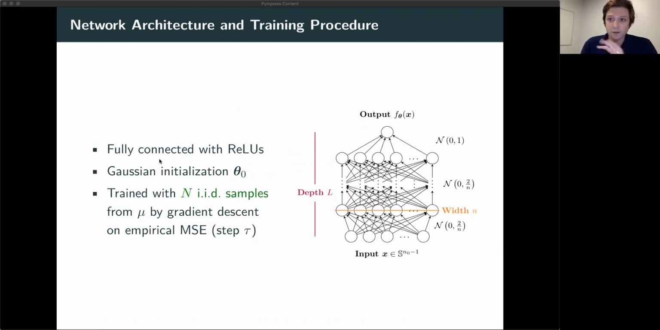The network we train here is especially simple. It's just a standard deep feed-forward neural network with ReLU activations. We're going to give it a Gaussian random initialization with the standard parameterization settings of the variances. And we're going to train it with constant step size gradient descent on the empirical mean squared error from the N finite samples that we get.